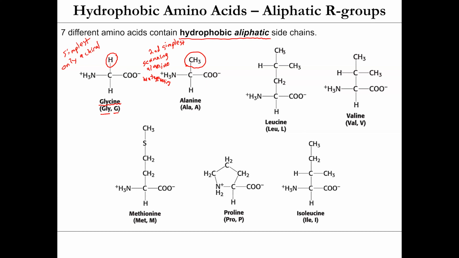So alanine, it's the second simplest amino acid. It's alanine, ALA. That's also very easy. It's the first three letters in the name, and then its one-letter code is A.